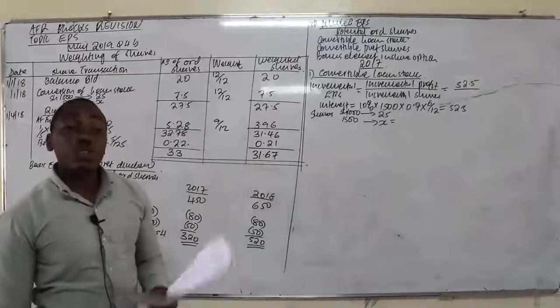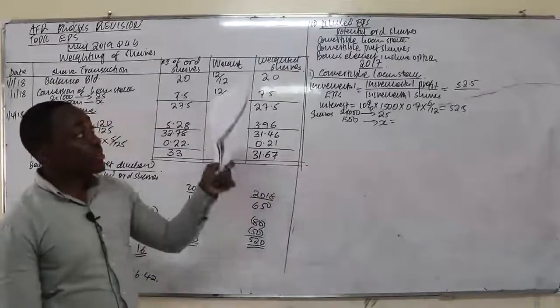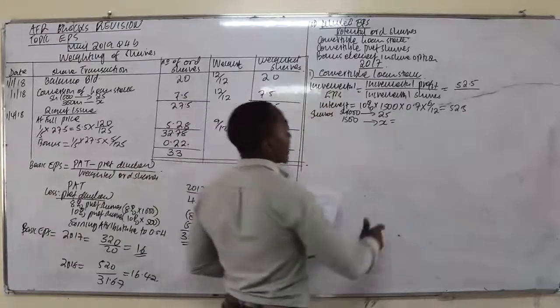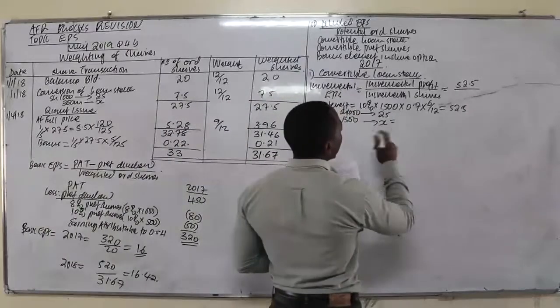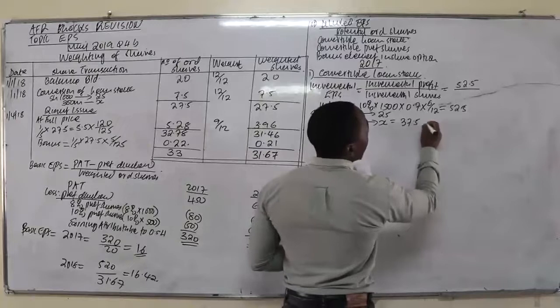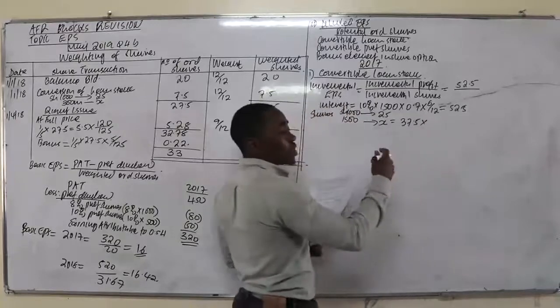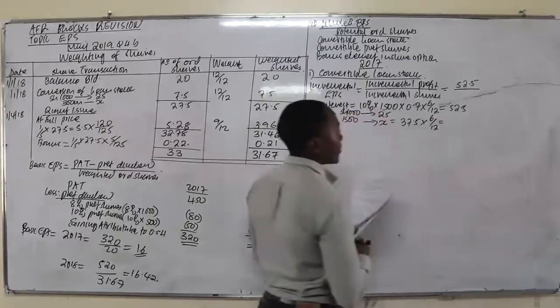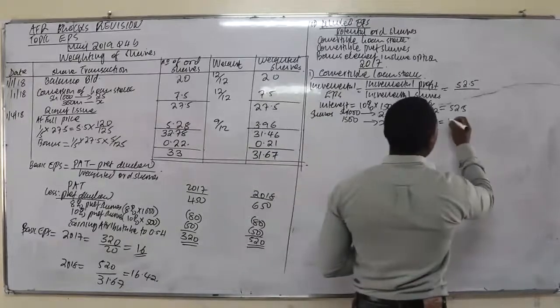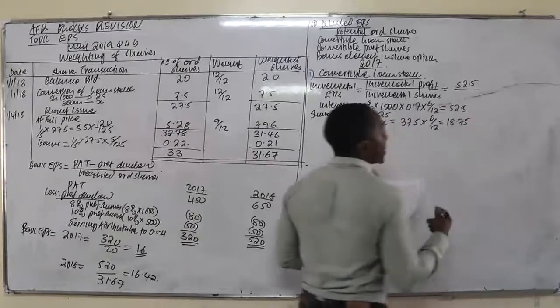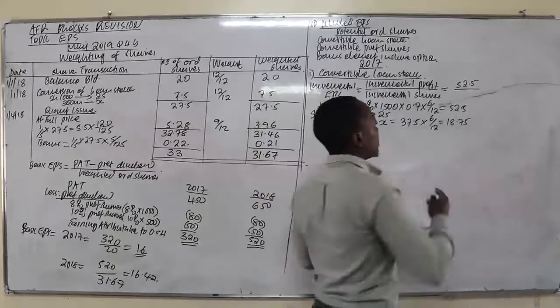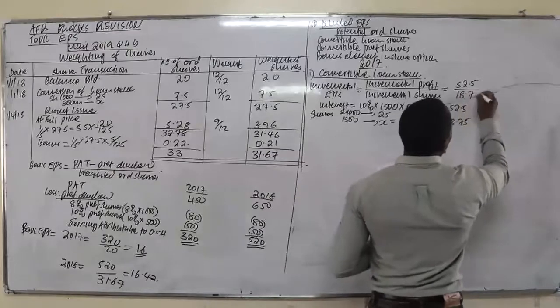The 300 was converted in the year 2018. We are computing the diluted EPS for 2017. You get that 37.5, then you multiply by, remember, it was issued 6 months to the end of the year, 6/12. 18.75. So that means if we convert them to ordinary share, we'll have to issue how many shares? 18.75. So you divide by 18.75.